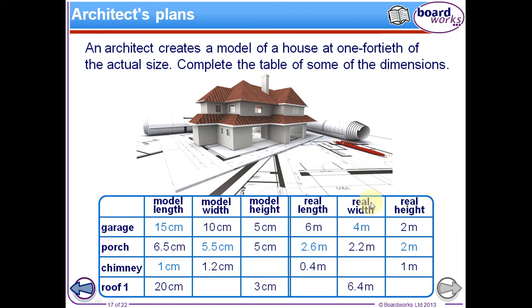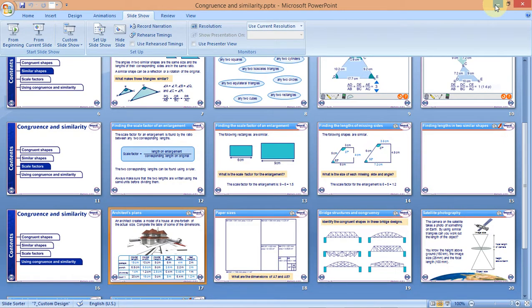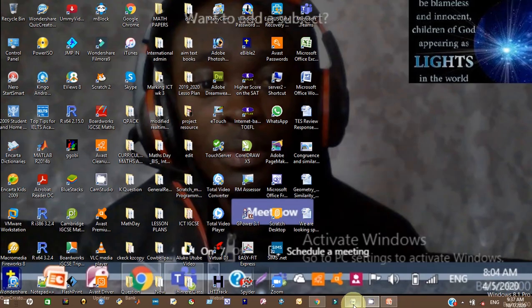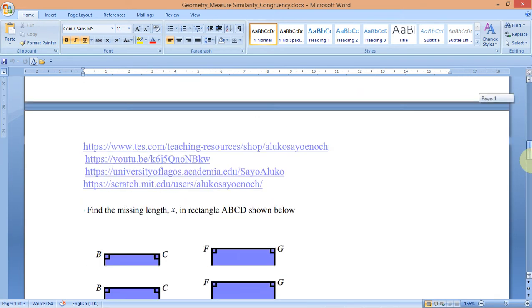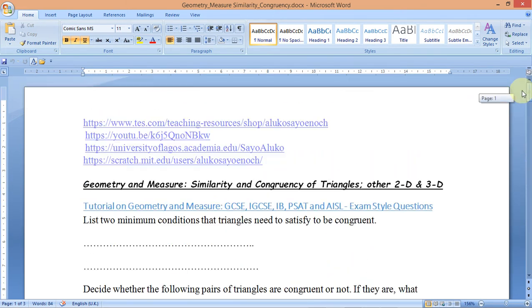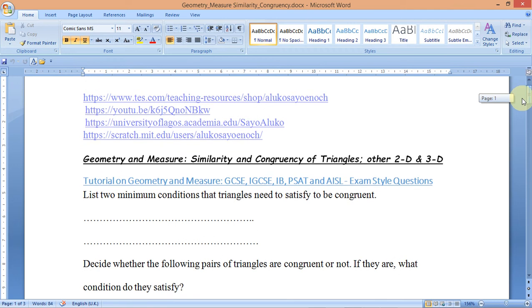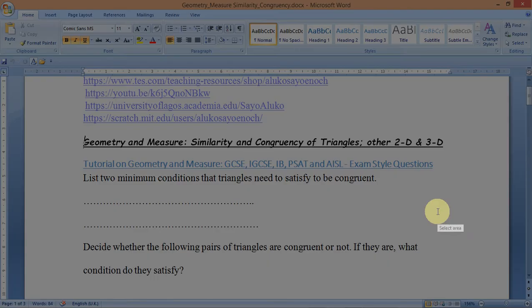So guys, this board work, just try and download it via my test shop and complete the task accordingly. Let's start with the main task for the day now. This assessment task is a question on congruency and similarity. I'm going to complete all these tasks, guys. Let's get started with the first question. I can use my light shot now.